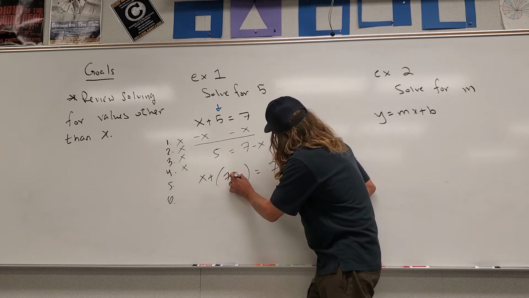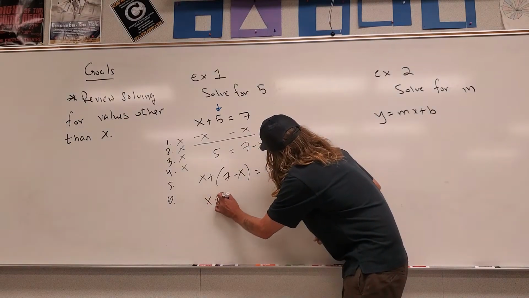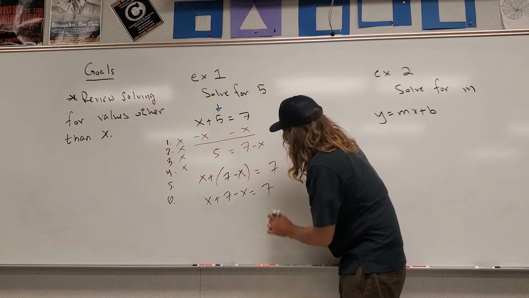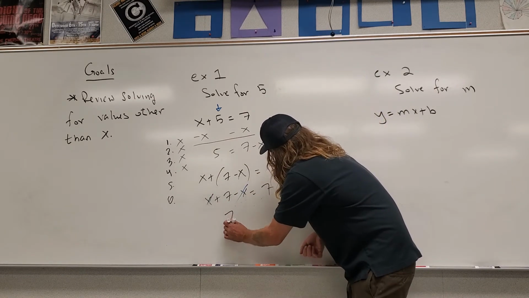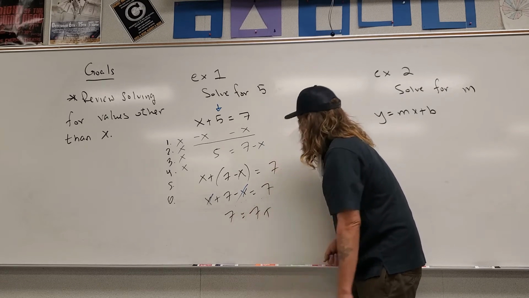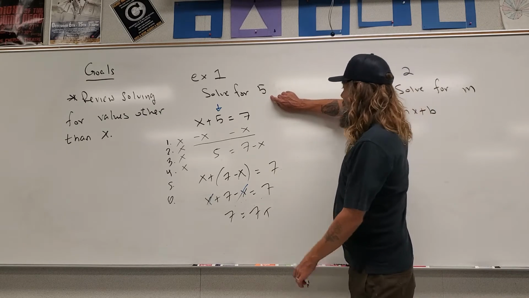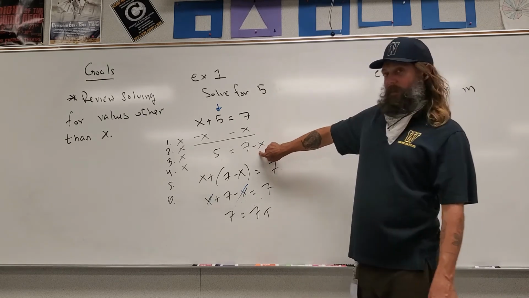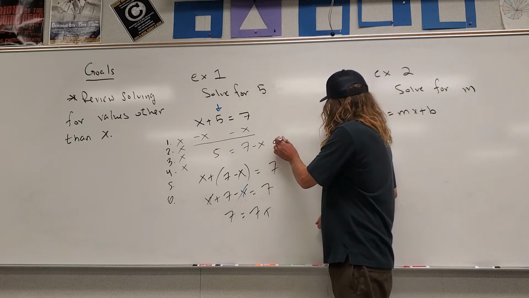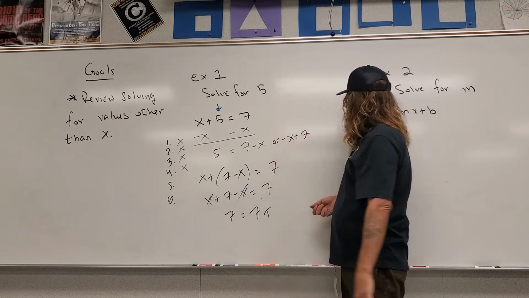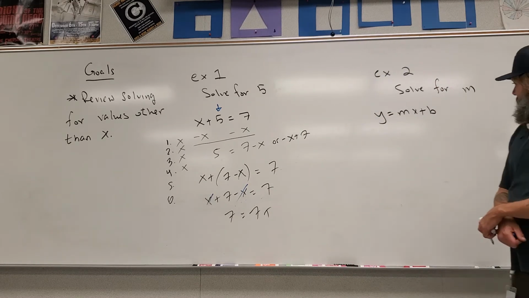So let's see here, 7 minus x. I can remove the parentheses, x plus 7 minus x equals 7. I can actually combine like terms, my minus x's cancel, and 7 equals 7. That's a true statement. So that means that I do in fact have a solution, and the solution for 5 is 7 minus x. Or you could have also said minus x plus 7. That's also a solution, that would be another way to write that. So that's one example of this. Let's move on to the second example.